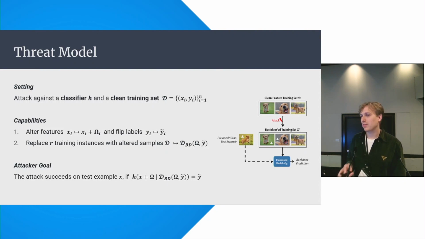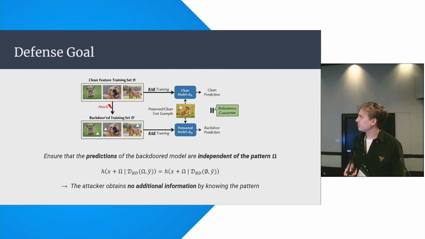At the same time, if the attacker does not add the pattern, if it's a clean test example, then the classifier or the model performs as expected. So there's not a decrease in clean accuracy, and this makes the attack particularly vicious because it's difficult to spot.